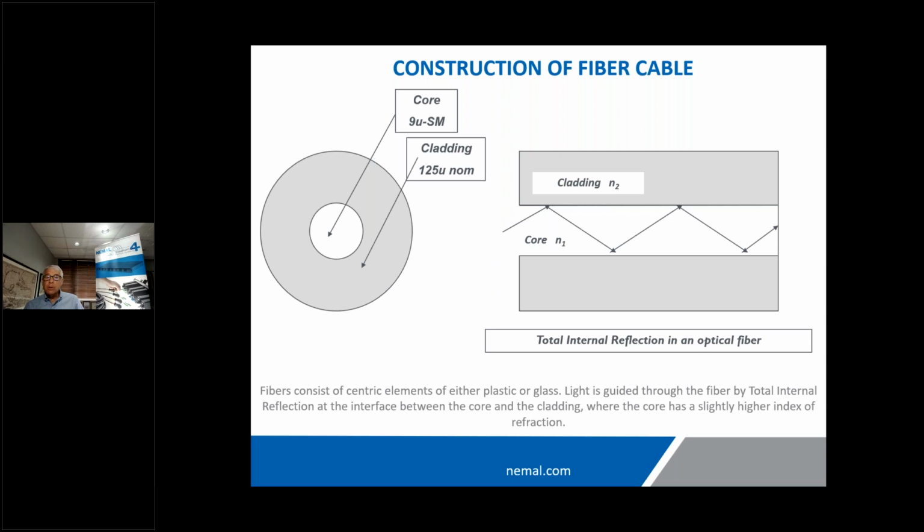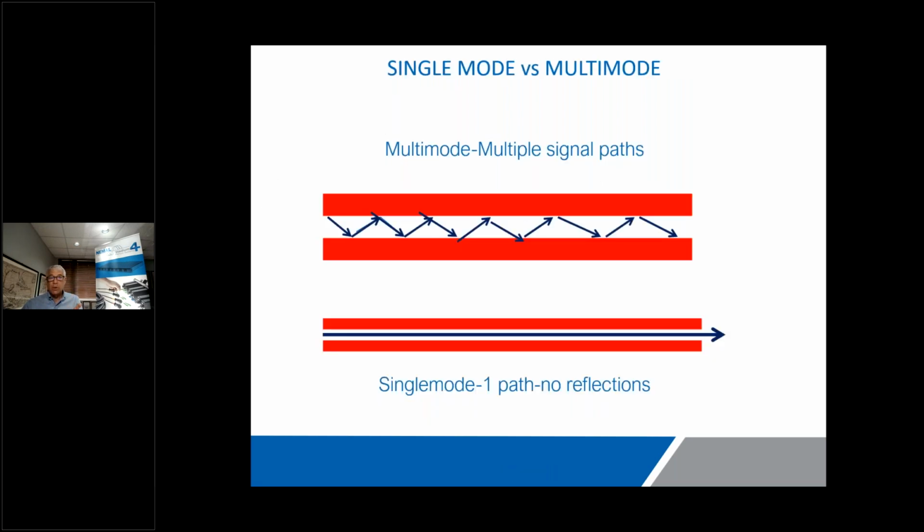But the part that we normally work with, that we touch on the outside, would be a 900 micron. Now, you can see the core in this particular case is 9 micron, but on the right side, it's showing a larger core, which would be a multi-mode core. Multi-mode is typically either 50 or 62.5 microns in diameter.